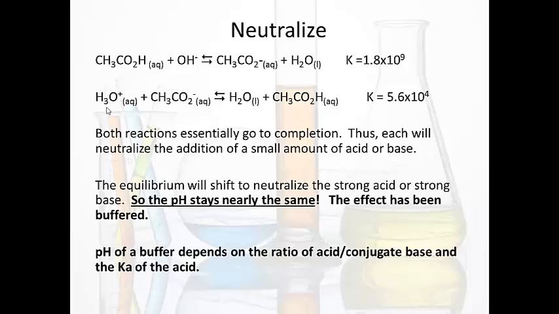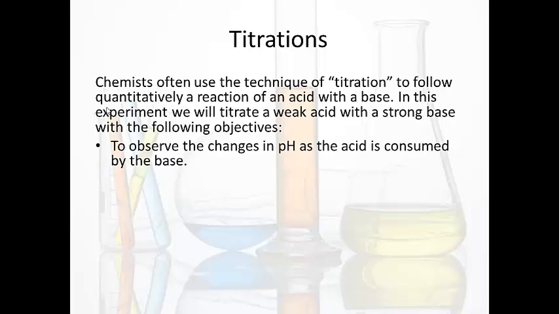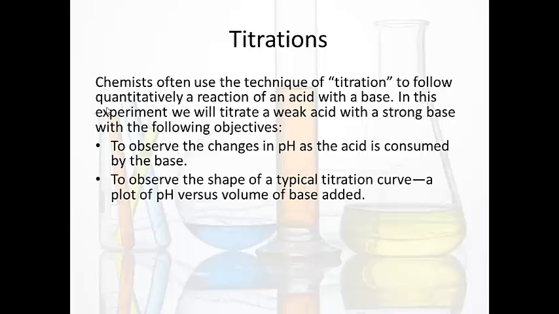The pH of a buffer system depends on the ratio of how much acid and conjugate base are present, as well as the Ka of the acid that's being used in the buffer. We often use a technique of titration to follow quantitatively a reaction of an acid with a base. And in this experiment, we will be titrating a weak acid with a strong base with the following objectives in mind. We want to observe the changes in pH as the acid is consumed by the base.